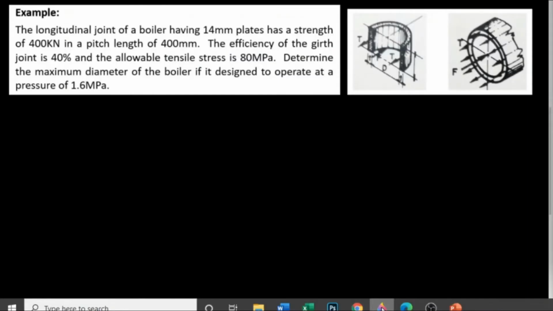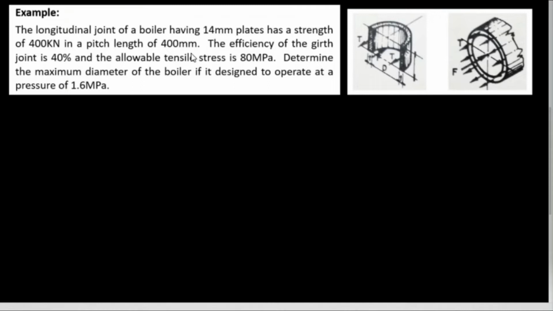The longitudinal joint of a boiler having 14 millimeter plates has a strength of 400 kilonewtons and a pitch length of 400 millimeters. The efficiency of the girth joint is 40% and the allowable tensile stress is 80 megapascals. Determine the maximum diameter of the boiler if it is designed to operate at a pressure of 1.6 megapascals.